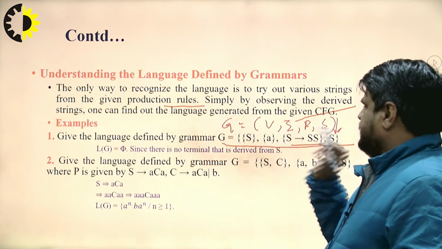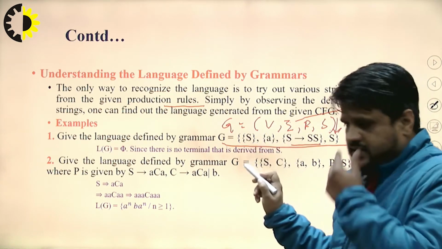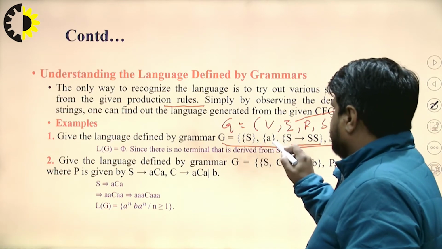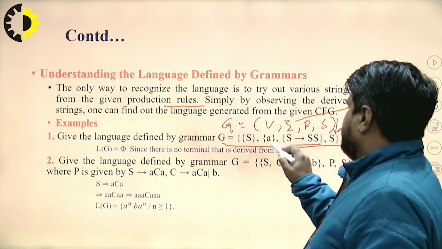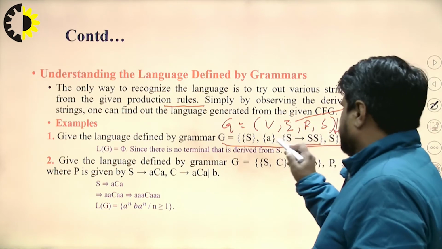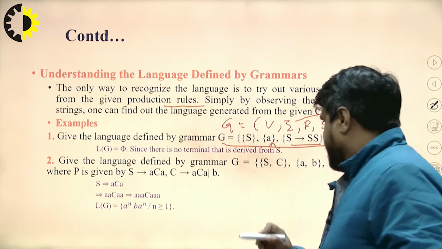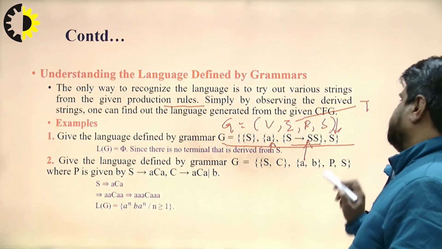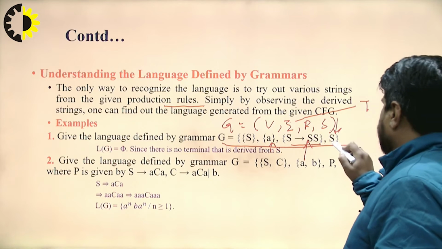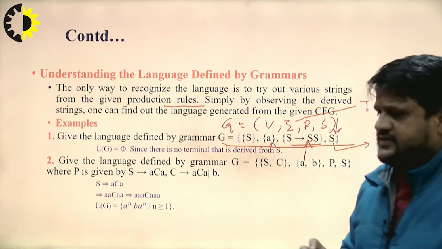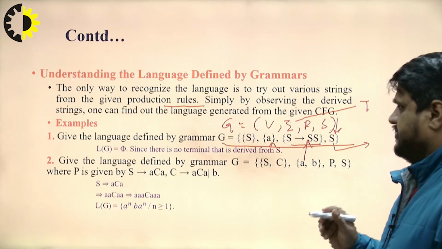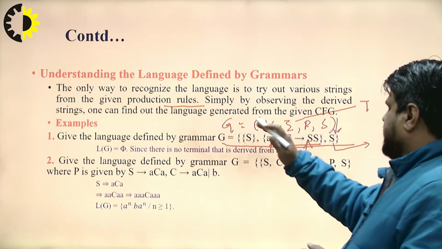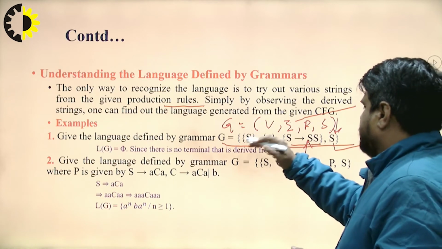So V is a set of variables. Only single variables or non-terminals are inside the grammar. Σ, or T, is a set of terminals. Here there is only one terminal, a. P is a set of productions. So here S → SS is a production rule, and S corresponds to the starting symbol, which is non-terminal by nature, right?